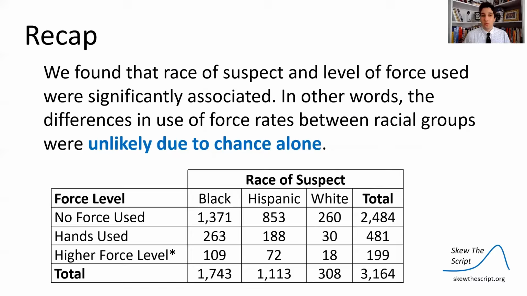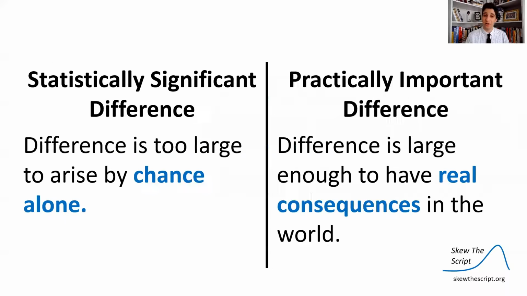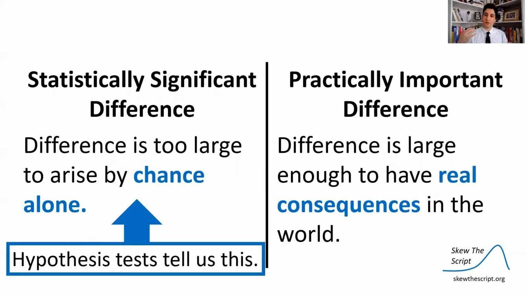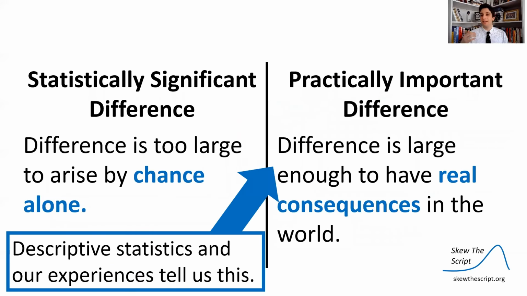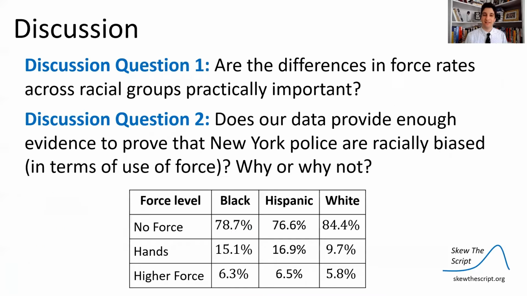So we found that race of suspect and level of force used were significantly associated. In other words, the differences in use of force rates between racial groups were unlikely to be due to chance alone. And there's a key distinction here between a statistically significant difference and a practically important difference. Statistically significant differences are differences that are too large to arise by chance alone. Our hypothesis test told us that this was the case. The idea of a practically important difference is that there's a difference large enough to have real consequences in the world, a real effect on citizens. And descriptive statistics and our experiences tell us this.